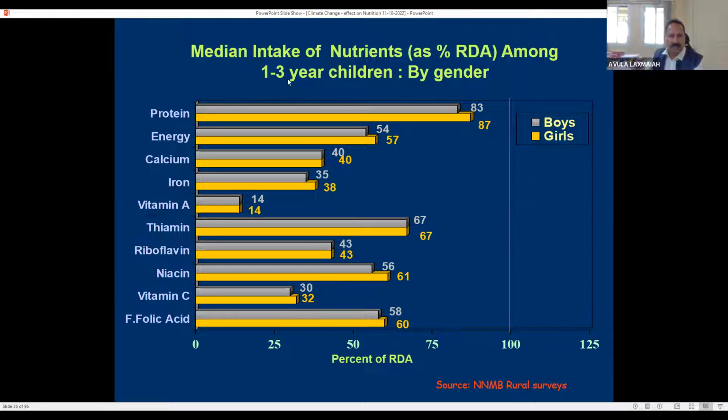And if you see the foods converted into nutrients, this is the nutrient composition and nutrient intake position.